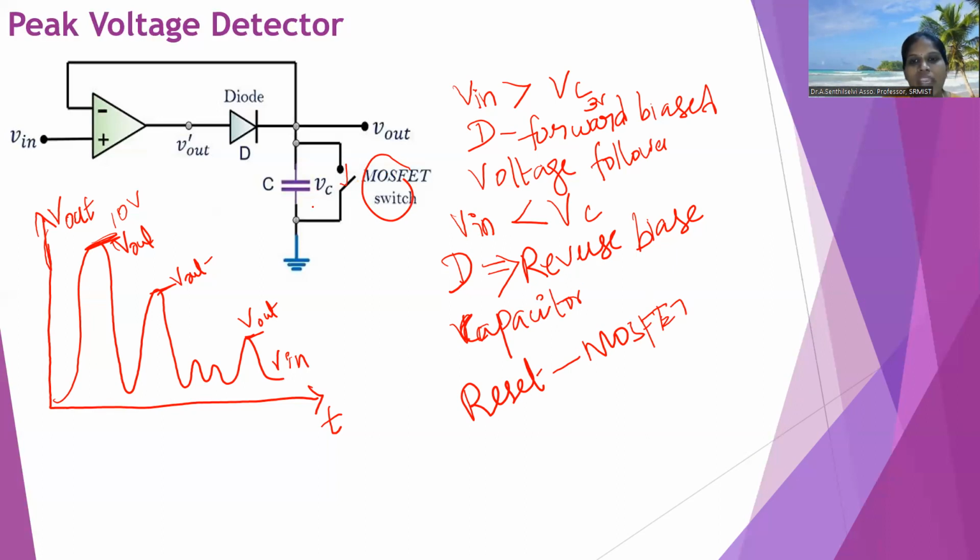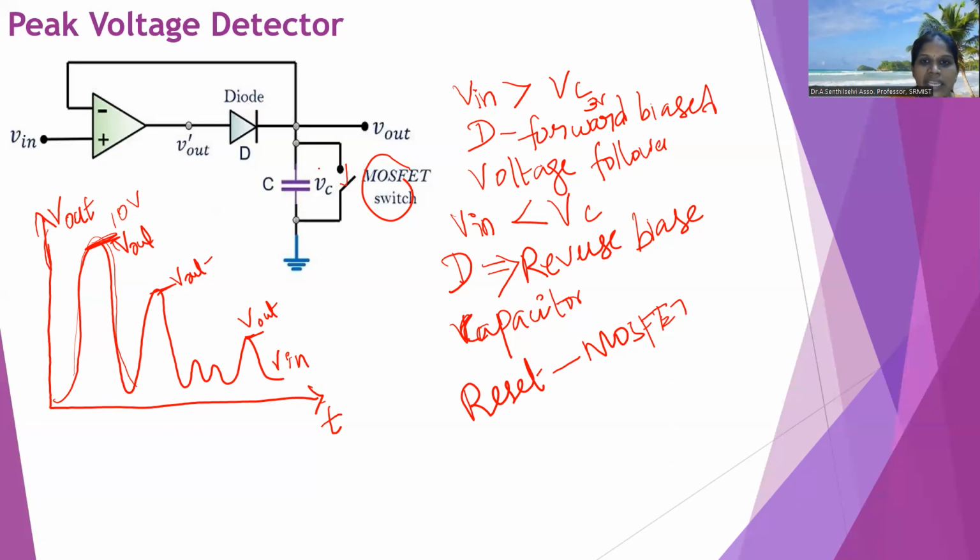This is about the peak voltage detector. So this is the sample output of the peak voltage detector. This is time, this is V out, and this is the given input voltage. Then the output will be the maximum peak value of the given input voltage.